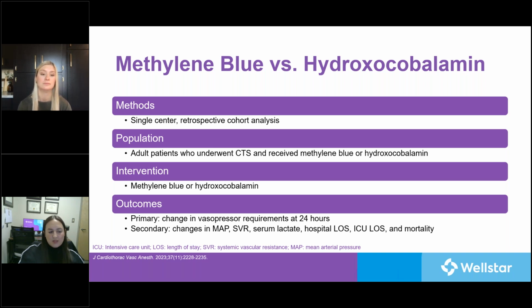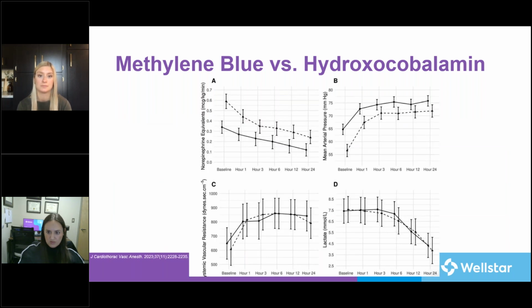They had several secondary outcomes. They were looking at the change in MAP, SVR, and serum lactate, as well as hospital and ICU length of stay, and then patient mortality. They included 120 patients, so a pretty large study. There were about 40 patients in the methylene blue group and then 70 patients in the hydroxycobalamin group.